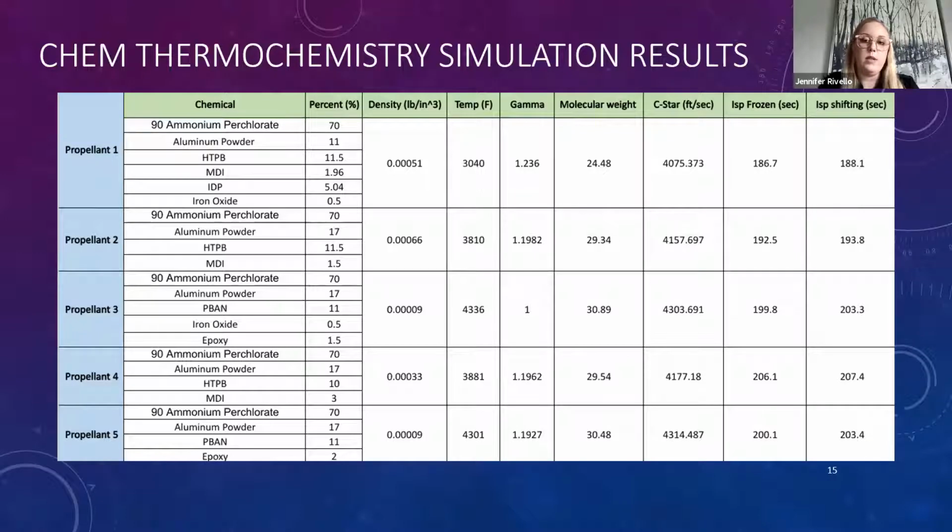And this table was made out of the Thermochemistry simulations that I was doing. It's broken down into each propellant, and out of all the propellants, you can see that propellant 3 and propellant 4 seem to be the best in terms of our characteristic velocity, which is the C star value, and also the specific impulse value that they each gave us. But for the simulations, we were lucky to also obtain the burning temperature and the density and the molecular weight.